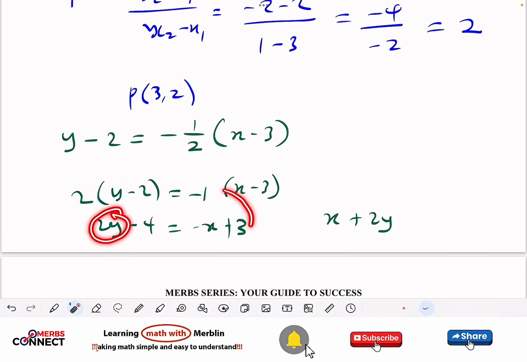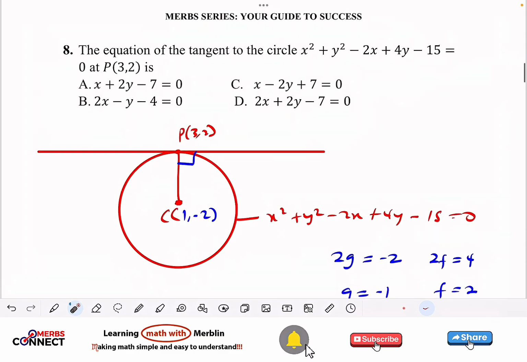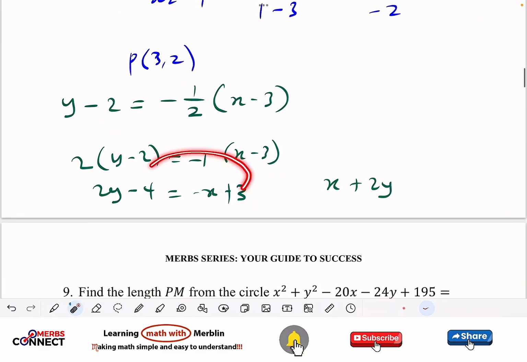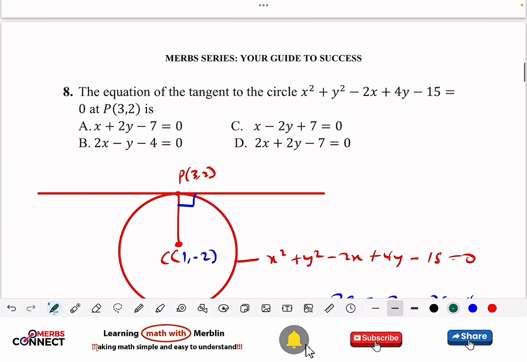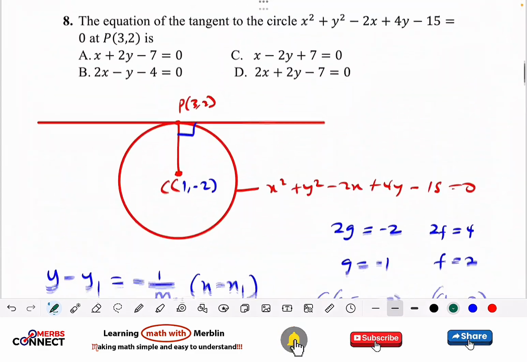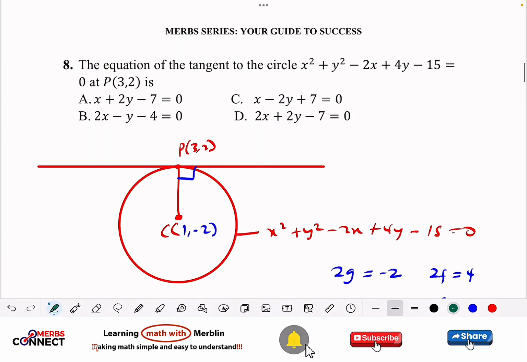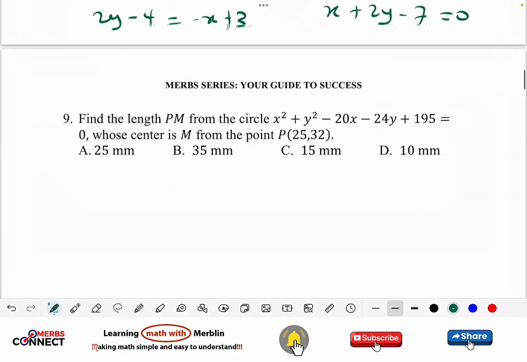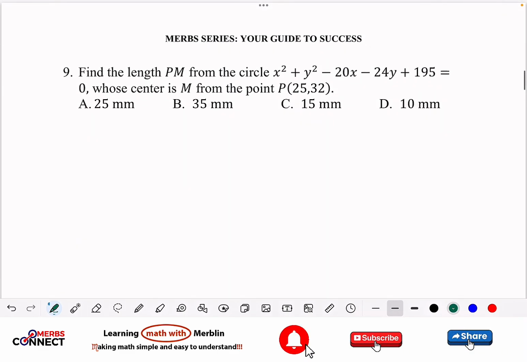And then move this guy to this side. Let me see. Yes. Move this guy over, and it's going to be minus. So we're going to get minus 7, which is equal to 0. So x plus 2y minus 7, which is here. Good. So pay attention whenever you are doing it. Sometimes you'll be doing it right, but you are going to pick the wrong point.